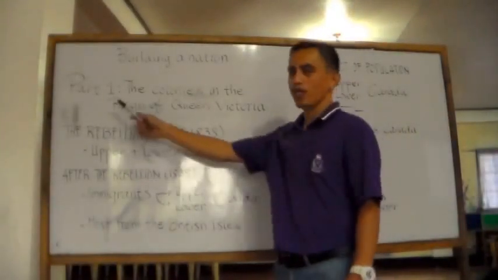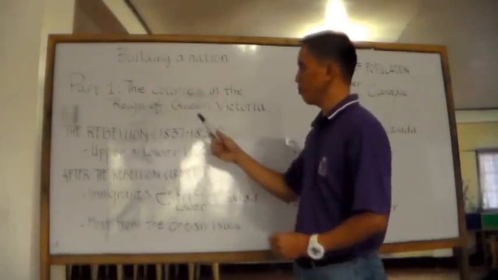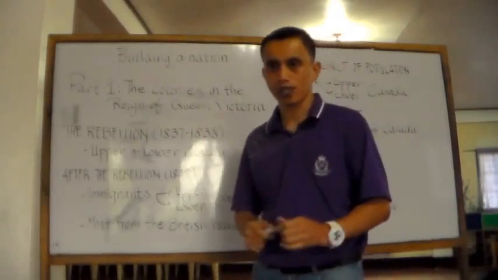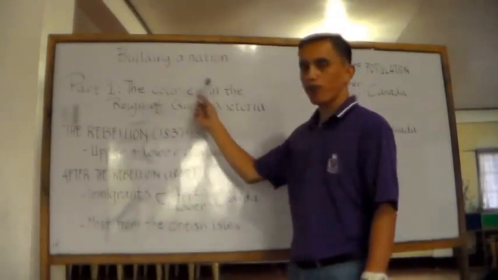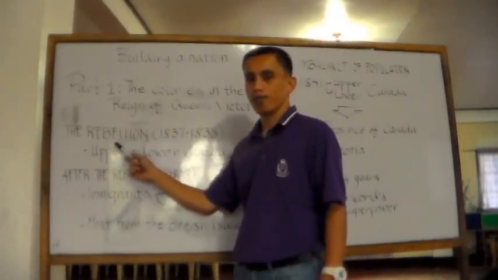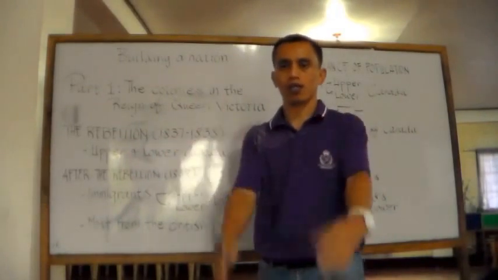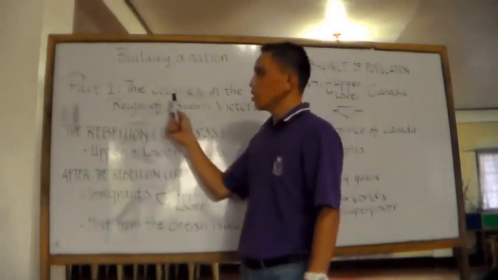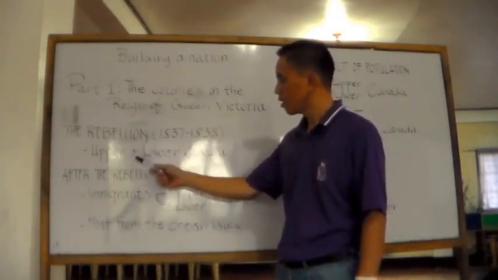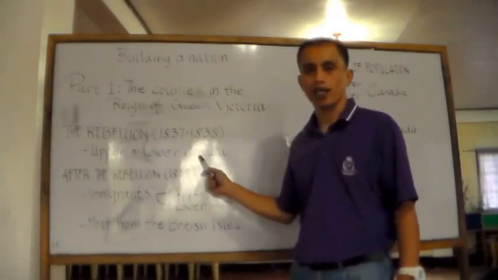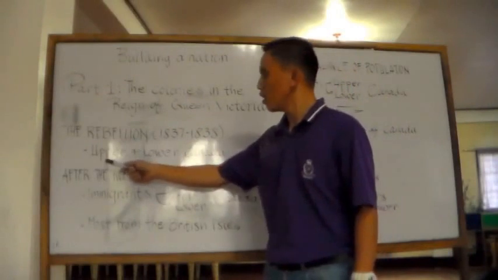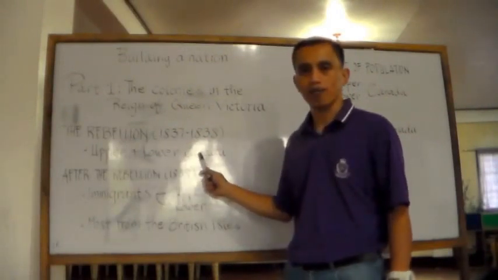Welcome back. In this part, we are going to learn about the colonies in the reign of Queen Victoria. Colonies are territories. But before there was a colony, there was a rebellion. Rebellion means to go against the government. The colonies of Queen Victoria were Upper and Lower Canada. I repeat, the colonies were Upper and Lower Canada.